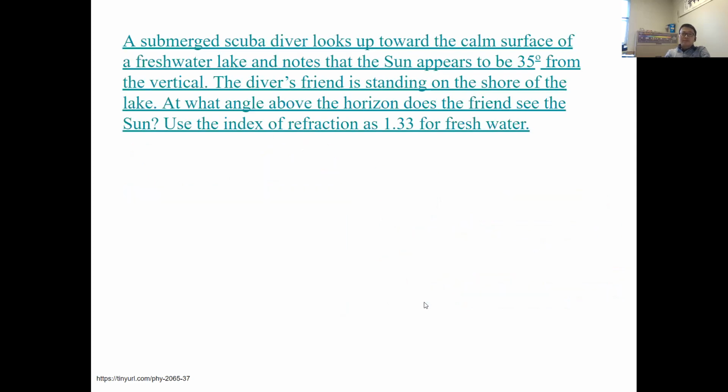Take a look at this example. It says a scuba diver submerged in the water and looking up towards the calm surface of a freshwater lake notes that the sun appears to be 35 degrees from the vertical. The diver's friend is standing on the shore of the lake. At what angle above the horizon does the friend see the sun? Use the index of refraction of water, 1.33. Okay, let's take a look.